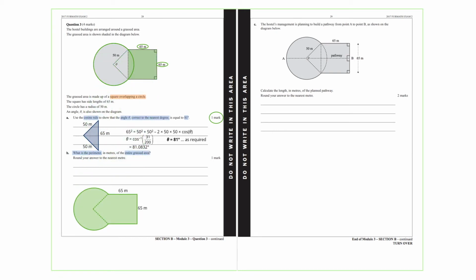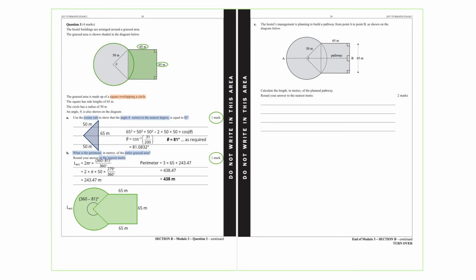This shape has 3 sides of length 65 meters, and we need to calculate the length of the arc. The length of the arc is equal to 2 pi r times the angle at the center, which is 360 minus 81, divided by 360 degrees. And this is equal to 243.47 meters. So the perimeter equals 3 times 65 plus 243.47. Correct to the nearest meter, this equals 438 meters. This question is worth 1 mark for the correct answer.